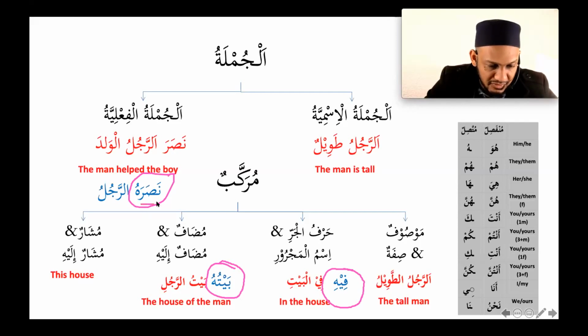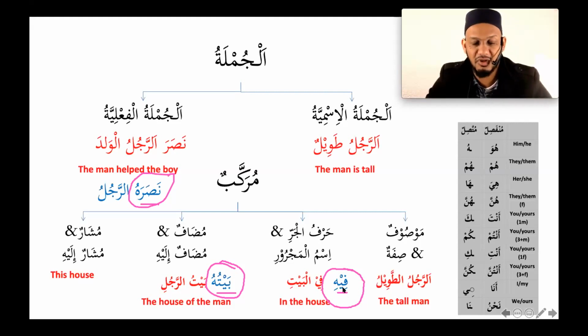So the first one is a verb, the second one is a harf, and the third one is an ism. So we have the same hu, hi, and hum, all three the same, attached to a verb, attached to a harf, and attached to an ism. If it's attached to a verb, it's always maf'ulun bihi. If it's attached to a harf, it will always be ismul majroor, because after harful jar comes ismul majroor. And if it's attached to an ism, it will be mudafun ilayhi.